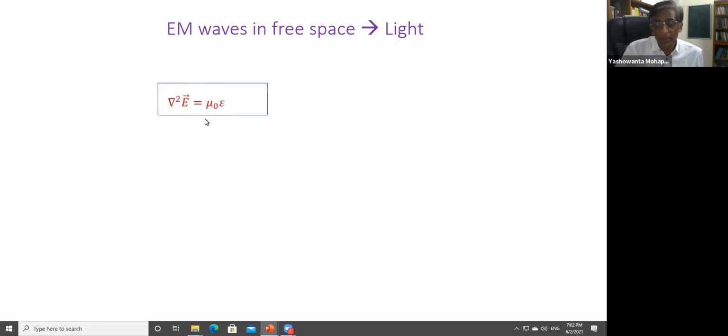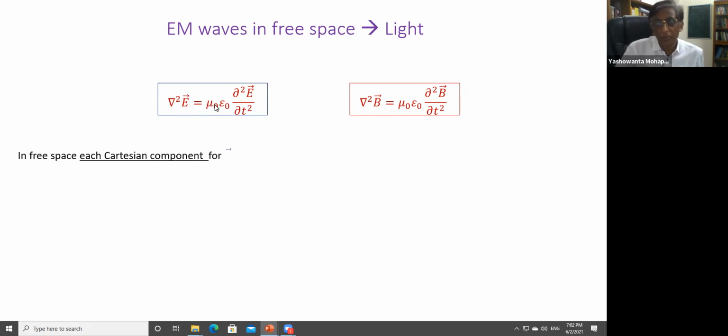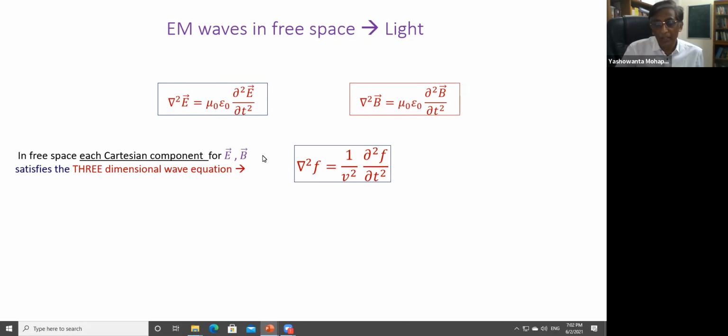Okay. So del square E, I'm just repeating what we have gotten. Del square E equals mu naught epsilon naught del square E by del t square, and of course del square B equals mu naught epsilon naught del square B by del t square. In free space, each of these Cartesian components, Ex, Ey, Ez, Bx, By, Bz, satisfies this three-dimensional wave equation. So they will all satisfy this equation.